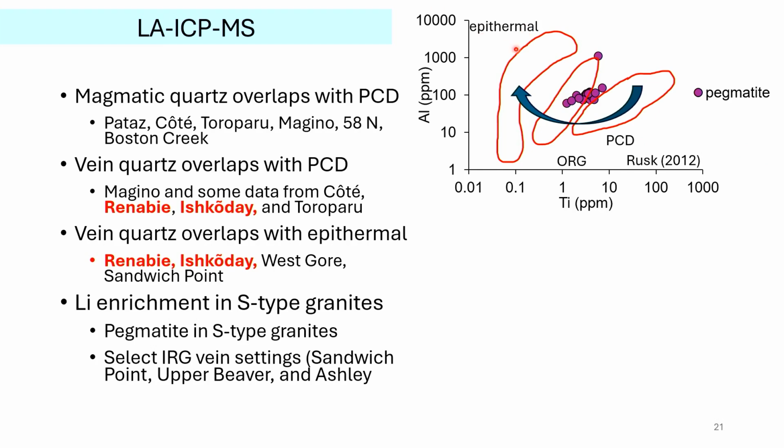So now we're looking at the Rusk 2012 classification scheme. So we go from a porphyry copper deposit field to orogenic gold field to epithermal, so decreasing temperature. I'm just showing you the pegmatite data there first because it gets crowded when everything else is there. But the Rusk classification scheme just shows that you can classify these deposits hopefully from higher temperature to low temperature systems.